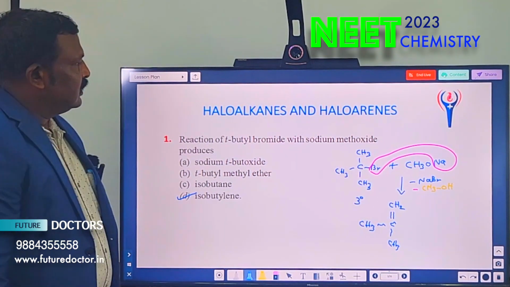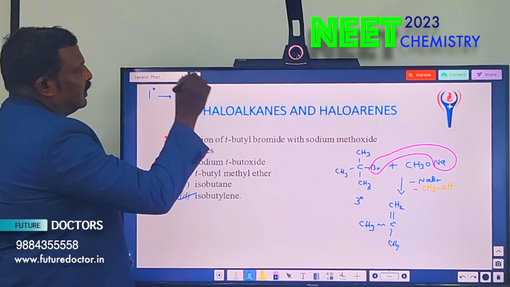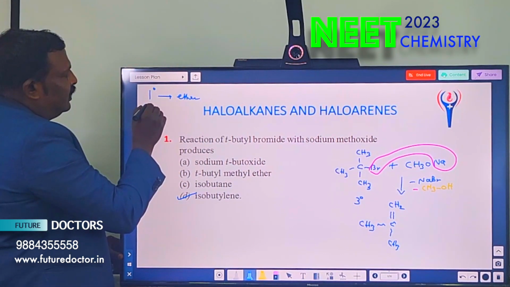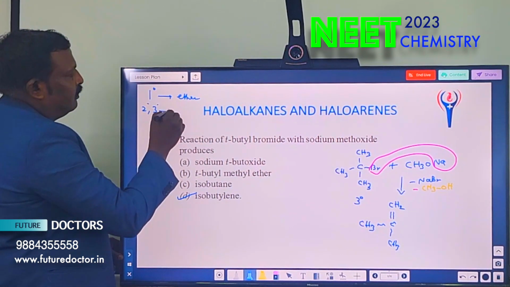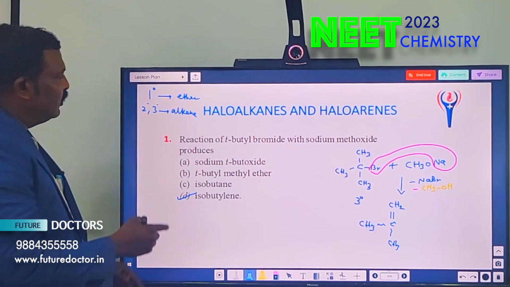Are you following? Just remember, if you have primary alkyl halides, then only we get ethers. If you have secondary as well as tertiary, we will not get ethers, we will be getting only alkene. If you know this idea, you can be able to solve this sum.